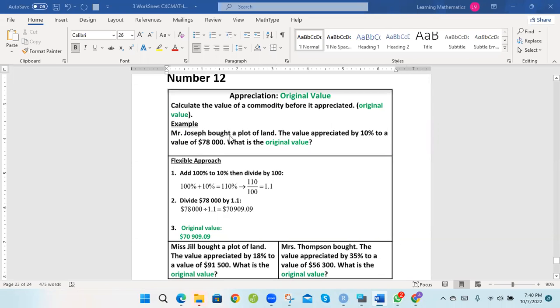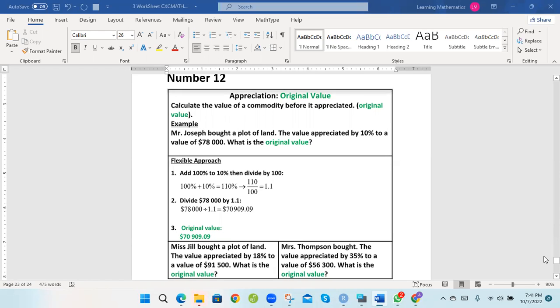Example, Mr. Joseph bought a plot of land. The land appreciated by 10% to a value of 78,000. So that 78,000 now is the final value, after the appreciation. It used to be less, but now it's 78,000. What is the original value? So the idea now is to find how much it was worth before.